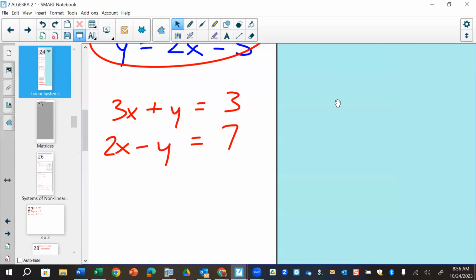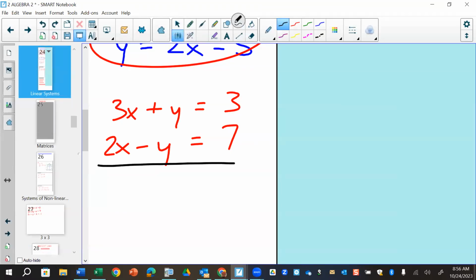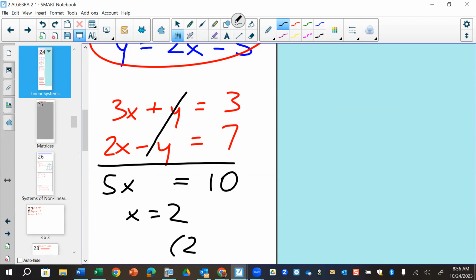Yeah, work with me. Which one is it set up for? We said elimination. Which letter would you like to get rid of? You don't have to do anything. Y is ready to go. Add them straight down. What do you get? 5x. Poof to the Y's. And what do you got here? 10. There's your x equals 2, right? So you put that in your answer and you got half credit.